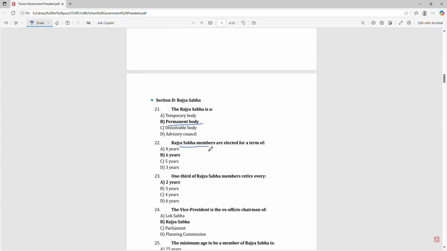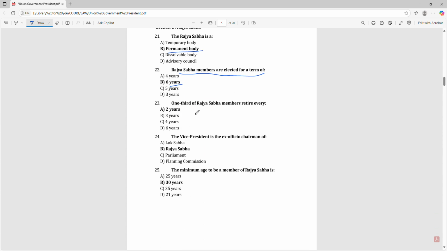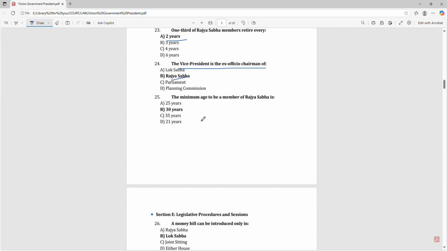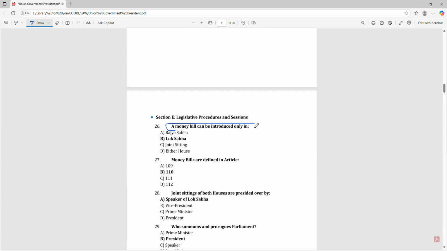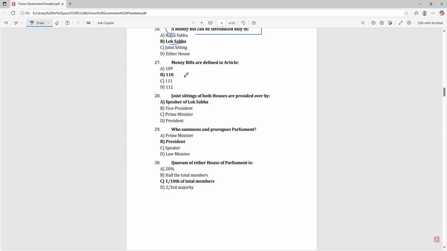Rajya Sabha members are elected for a term of 6 years. One third of Rajya Sabha members retire every 2 years. The Vice President is the ex officio chairman of the Rajya Sabha. The minimum age to be a member of the Rajya Sabha is 30 years. A money bill can be introduced only in Lok Sabha. Money bills are defined in Article 110. Joint sittings of both houses are presided over by the Speaker of the Lok Sabha.